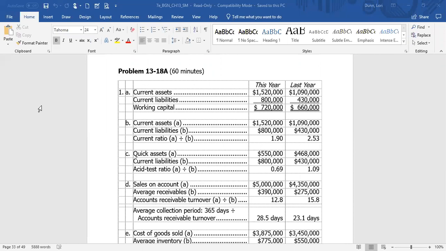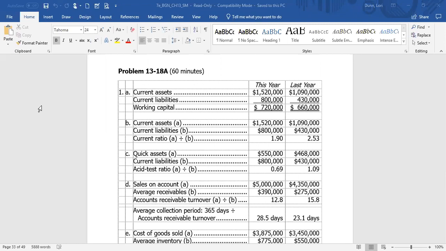We do the same calculation for last year to determine last year's accounts receivable turnover. Last year's sales were 4,350,000. The beginning of the year's accounts receivables, they tell us in Part D, were 250,000. Add them to the end of last year's accounts receivables, 300,000, and divide by 2. So you get 275,000 as the average. Divide the average receivables into sales, 15.8.